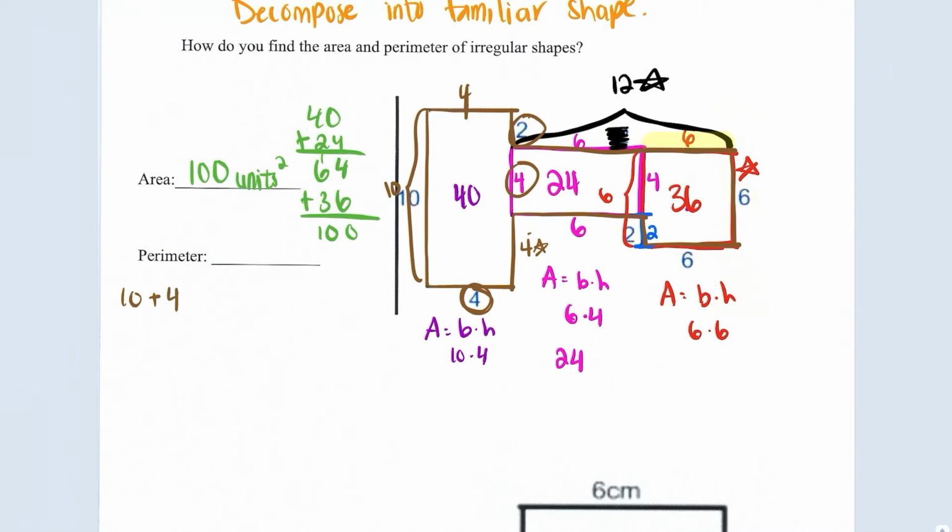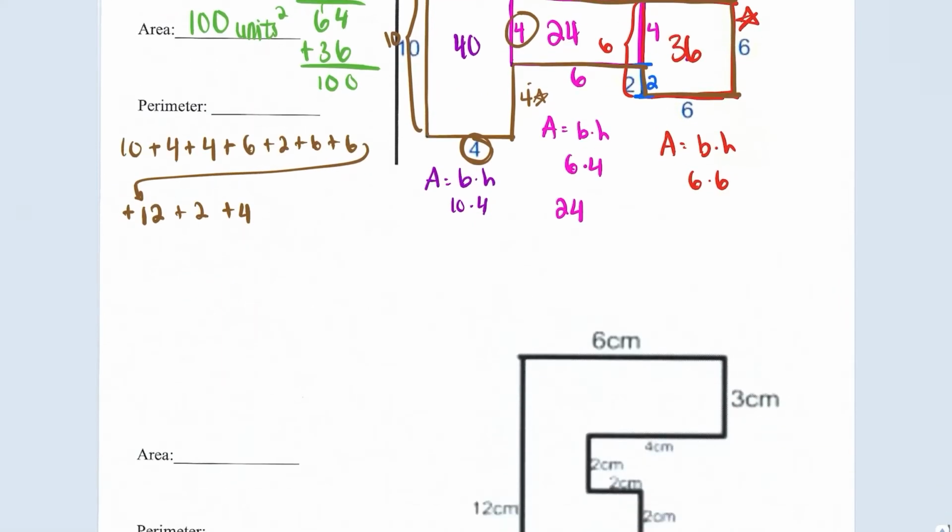So I'm going to add 10 plus the bottom 4. I'm just going around in order. Plus 4. Then next comes 6 plus the 2 plus another 6 plus another 6. I'm going to continue down here. Plus a 12 plus a 2 and then plus a 4. So once I add all of these together, then I will have my perimeter.